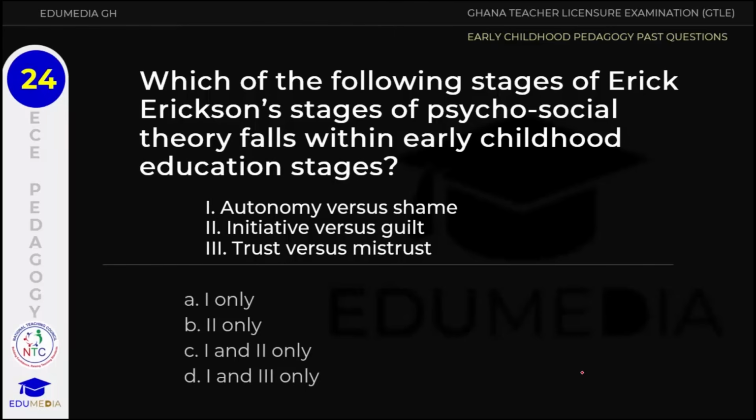Question 24. Which of the following stages of Erik Erikson's stages of psychosocial theory falls within early childhood education stages? We have autonomy versus shame, initiative versus guilt, and trust versus mistrust. The correct answer is D, that is autonomy versus shame, and then trust versus mistrust.